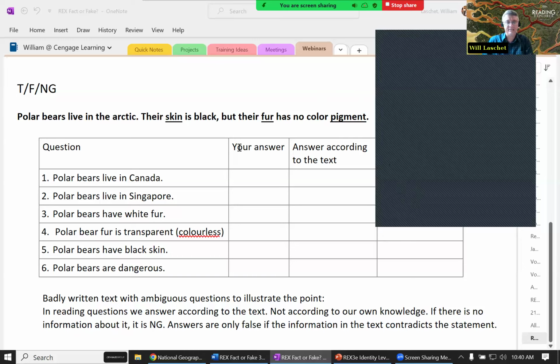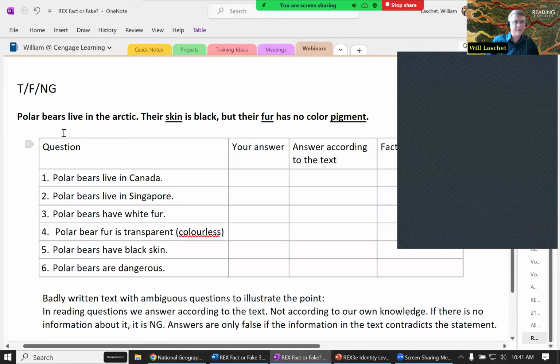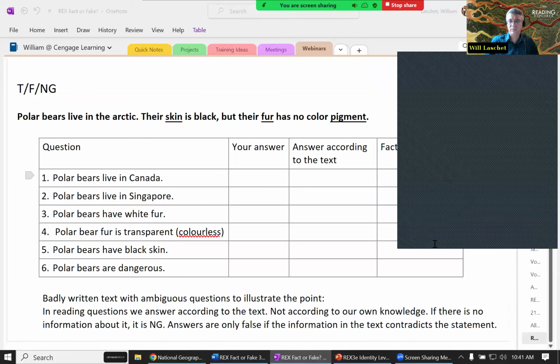Okay, so we understand the text, right? Now let's have a look at these true, false, not given questions. So we're going to go through them together. The first one says, number one, polar bears live in Canada. Now what do we think? Is this true, false, or not given? Pushpa says not given. Cherry says false. Luz says true. So straight away we've got all three answers given there. I'm going to go with the one that you say the most. So not given seems to be the most commonly given answer there, although we have also got true and false.